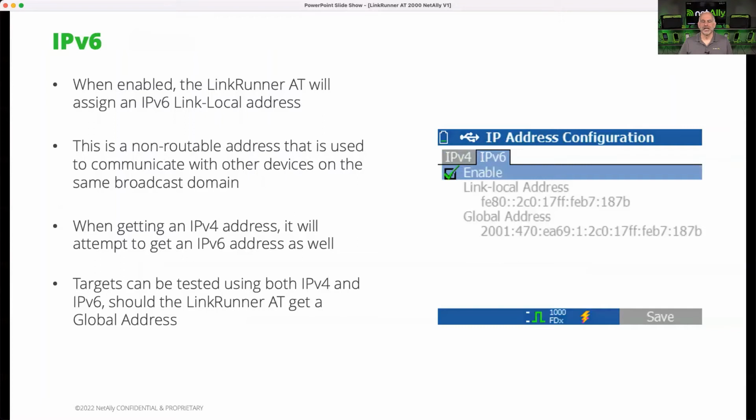IPv6. The LinkRunner AT supports IPv6. So if I enable IPv6, it will go out and try to get an IPv6 address. So here we see that we have both our link local address and we have our global address, which was provided to us by the router. So this is a great way to ensure that we're getting an IPv6 address if that's something that we expect in our environment.